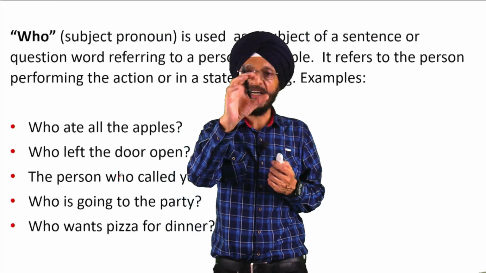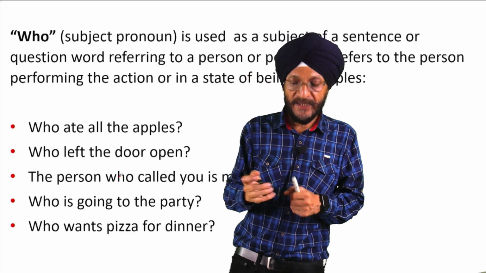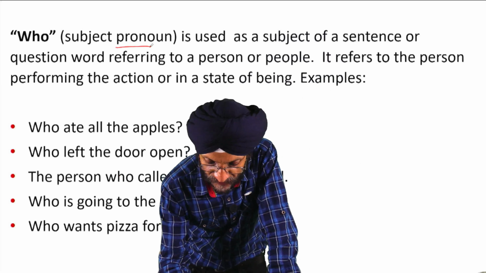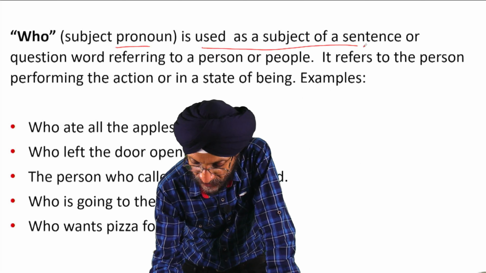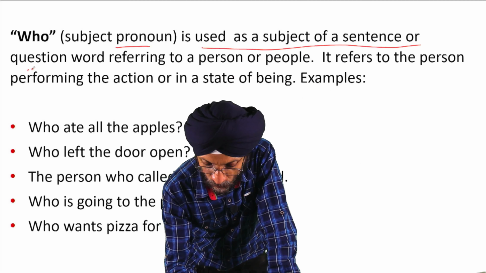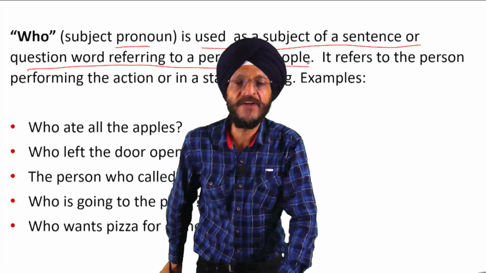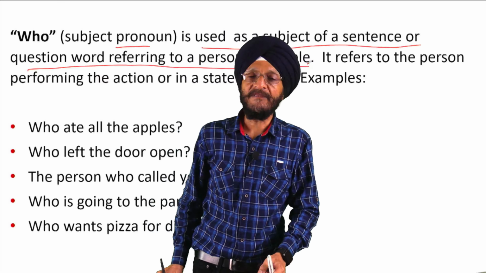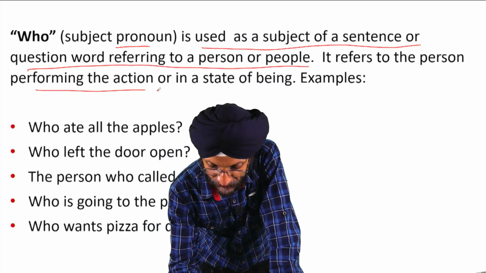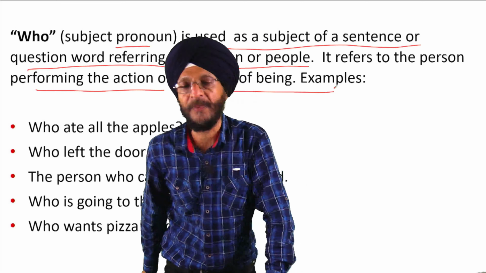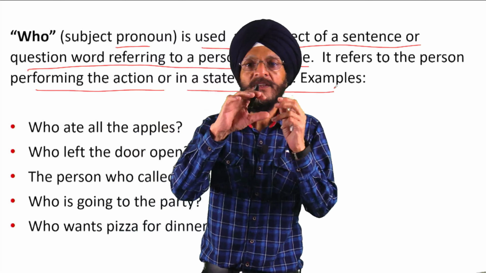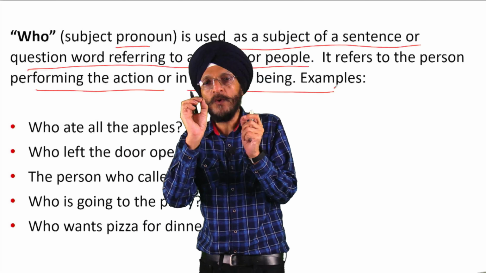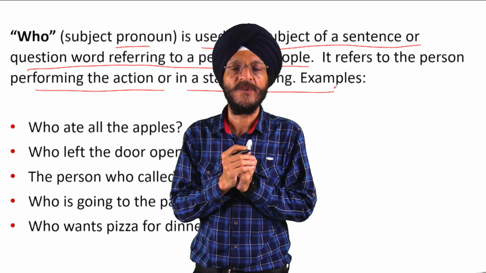Firstly, we will understand the meaning of who. It is a subject pronoun and it is used as the subject of a sentence or question word referring to a person or people. It refers to a person performing the action or in a state of being. We will understand the usage of the word who with the help of examples.